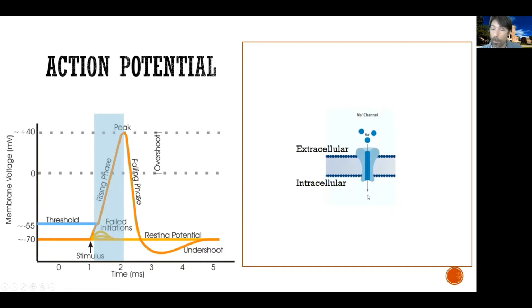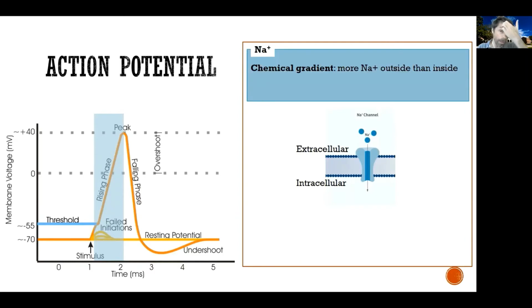Now, why does sodium rush inside the cell? Well, there are a couple of reasons. First, there's a chemical gradient. There's much more sodium outside than inside. So just by osmosis, sodium will want to diffuse towards where there is lesser concentration. So sodium, just because of this chemical gradient, will want to diffuse inside the cells.